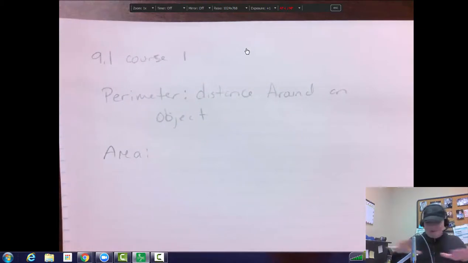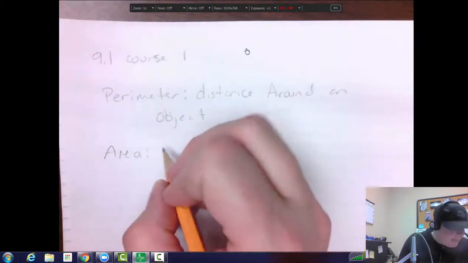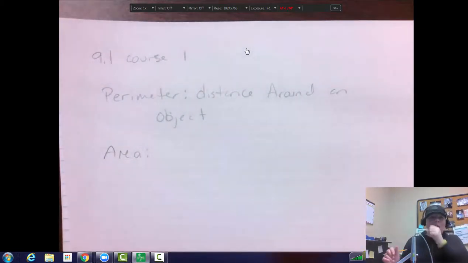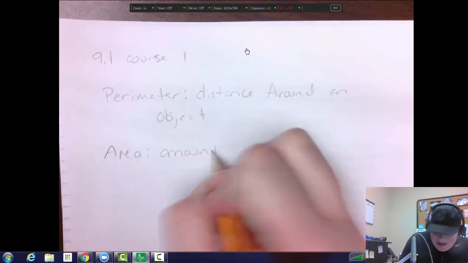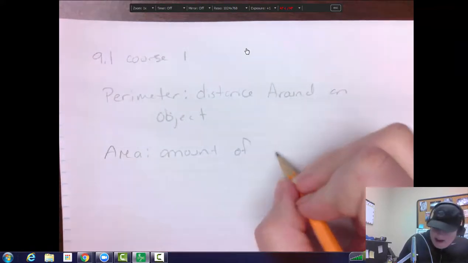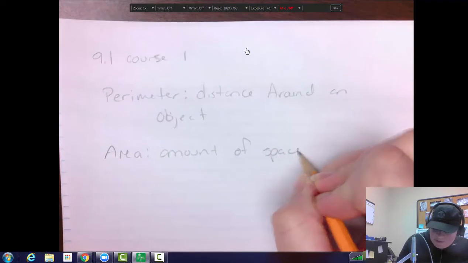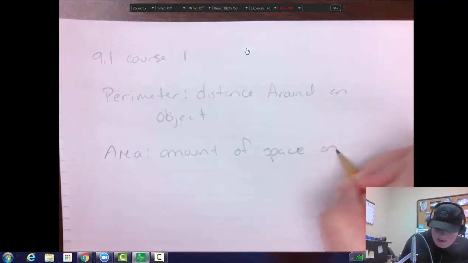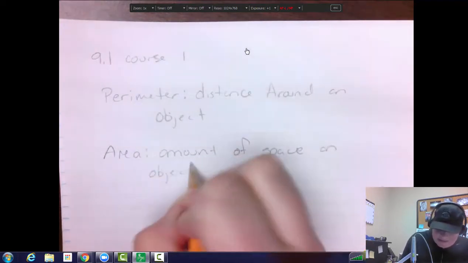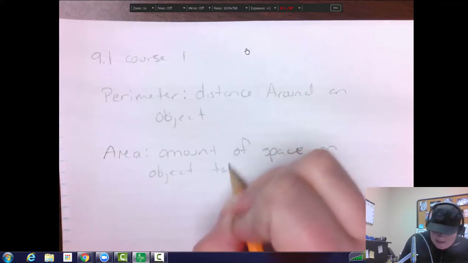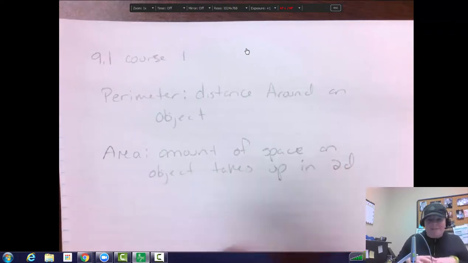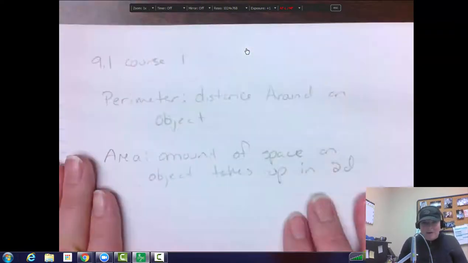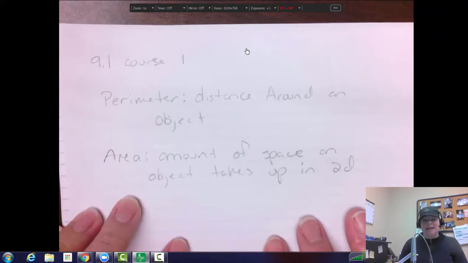Area is the amount of space an object takes up. It's 2D, so 3D is volume. I kind of have a hard time defining this one, but it's the amount of space an object takes up in 2D. So, like a flat space, like this paper, how much space does this paper take up, kind of thing.